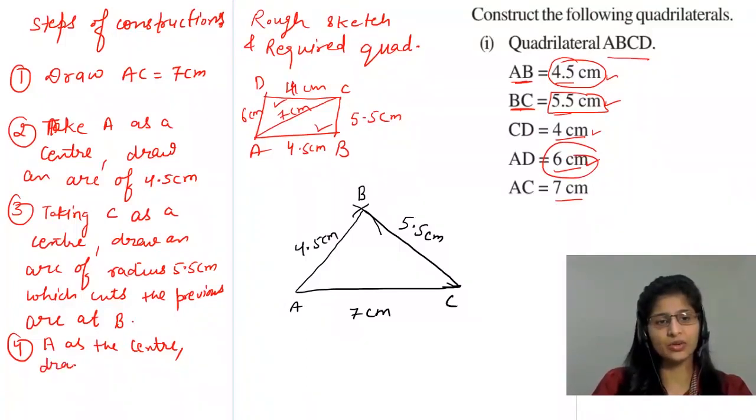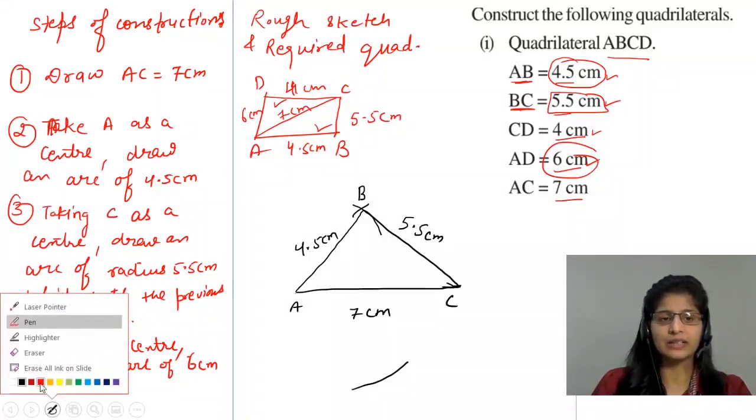We will write, draw an arc of 6 centimeter. Right? From A to D we have 6 centimeter. So let us take an arc of 6 centimeter. We will open the compass to 6 centimeter, and from point A we will make an arc. It will be like this.